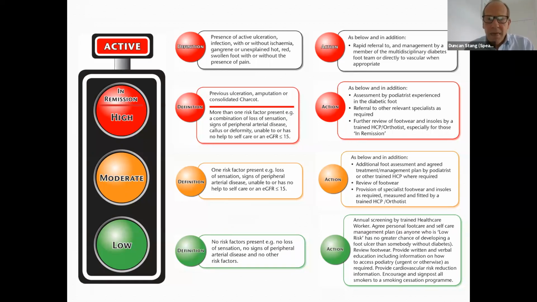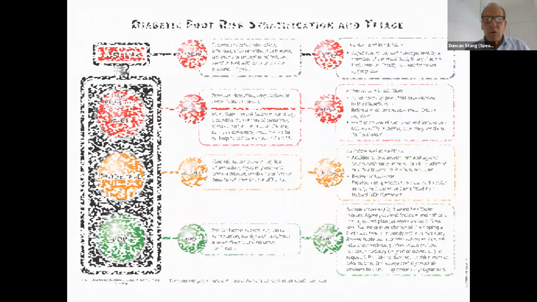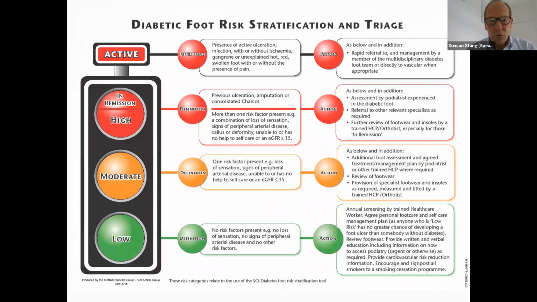So that is the traffic light triage system, and that is it all pulled together and all joined together. So once you've had your screening, you should know whether you're low, moderate, high, or whether you're in remission, or whether you have active foot disease. You should know what that means for you as a person with diabetes, and you should know what treatment you should be receiving according to your risk. Because as you can see, there are very different requirements for somebody who is low risk as for somebody who has an active foot problem.